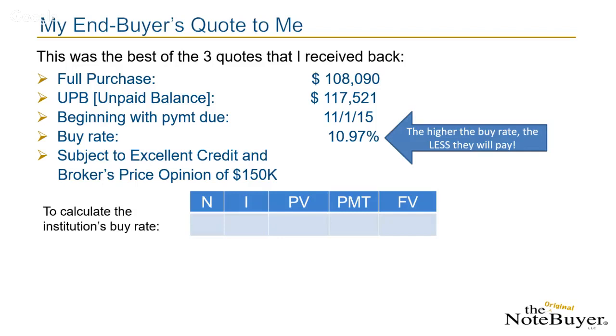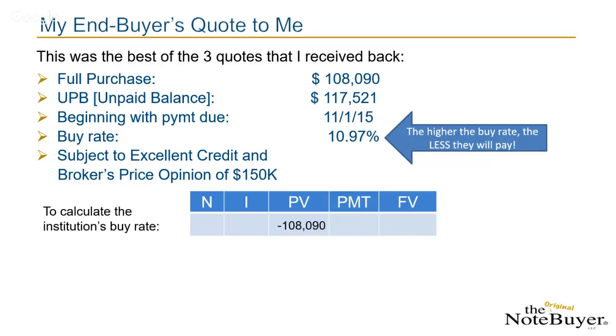That means that private investor would be very happy to pay more than $108,000. So you'd make more money in that case selling it to a private investor. But as I said, we're going with the institution here because we're assuming you don't know how to use a calculator. For those of you who do and would like to know how we arrived at this 10.97, I'll show you right now.